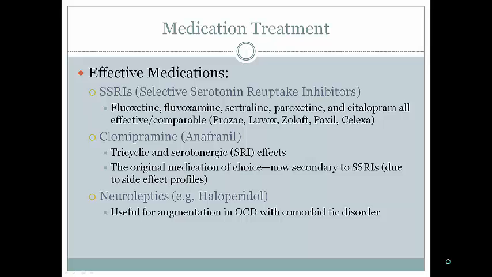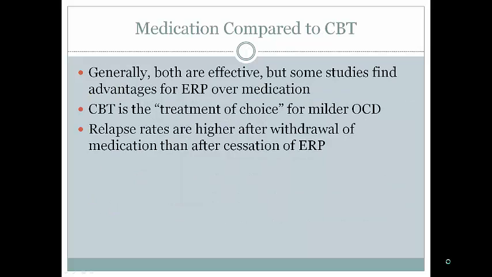In terms of medication treatment, medication is often prescribed to go along with ERP. You can use SSRIs, tricyclics, and clomipramine, and neuroleptics like haloperidol, which is an antipsychotic medication. Generally, both medication and ERP are effective. But some studies find advantages for ERP over medication. So CBT or ERP is the choice for milder OCD.